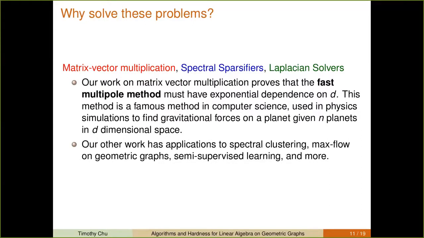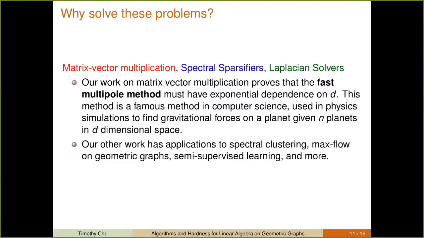But for a more concrete motivation, our results actually give you interesting insight into a wide class of algorithms on geometric graphs. For example, there's an algorithm known as the fast multipole method. Now, if you don't know what this is, it's not too important for this talk. But the key idea is this algorithm is a way to quickly find out the gravitational force on a planet. So imagine you have n planets in d-dimensional space. Each planet exerts a gravitational force on each other planet. How can you quickly compute for every planet how much gravitational force is being exerted on it?